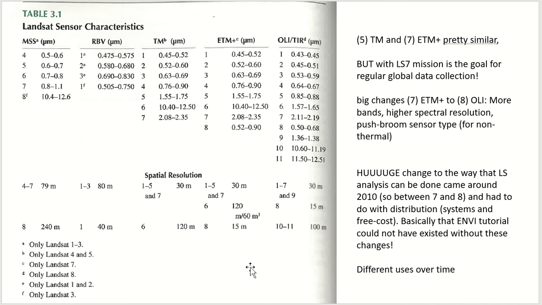Now, something that's not in this chart but is discussed in the text of the book is the change in the way that Landsat data were distributed. This came about around 2010, between Landsat 7 and Landsat 8. Basically, the methods for online distribution, versus mailing you a CD or some other data, and even compared to earlier online data distribution, improved greatly. And the cost of data came down.